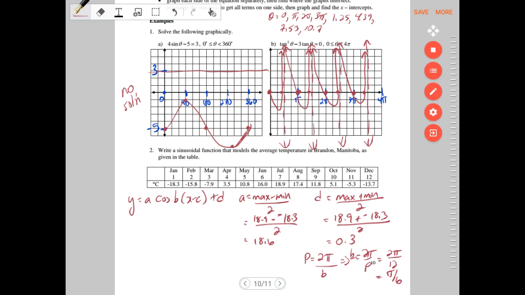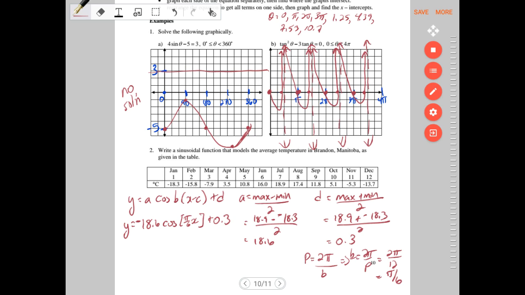All right, so let's fill in what we know. A is 18.6 cos of b, which is pi over 6, times x, because there's no horizontal shift. And again, don't forget to make your first value negative because we reflected over the x-axis. Okay. And then plus 0.3 was our median. Okay.